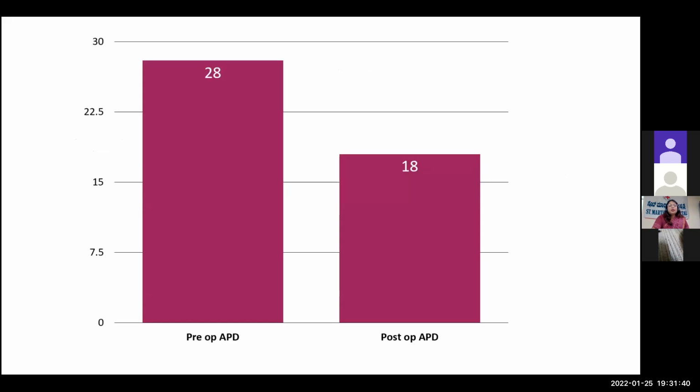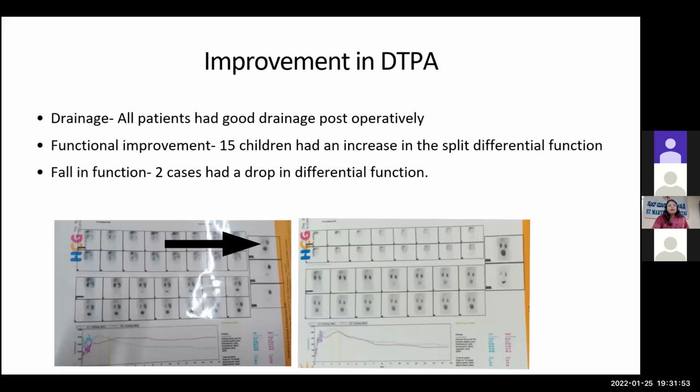Follow-up of these children: pre-operatively, the mean AP diameter was around 28 mm, whereas post-operatively, it came down to 18 mm. On DTPA, all the patients had good drainage post-operatively. Functionally, 15 children had an improvement in the split differential function. There's a fall in function of those 2 children who had a supranormal DTPA result. As you can see in these 2 images, the first image shows retention of the tracer in the DTPA, whereas post-operatively, both the kidneys are draining equally.